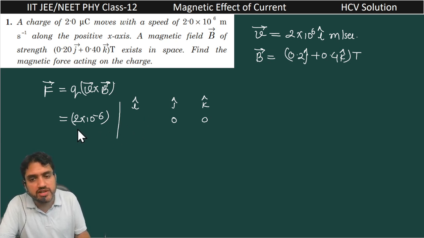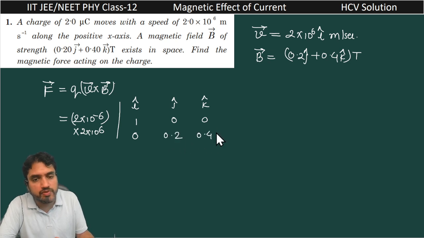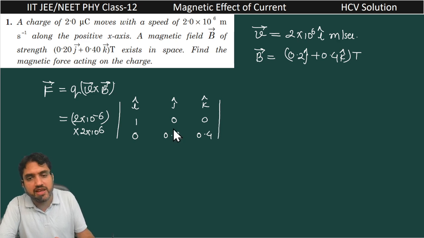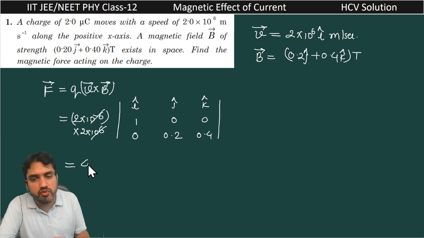So this 2 × 10^6 multiplies with the 2 × 10^-6, and this coefficient will become 1. And for the magnetic field, the i coefficient is 0, the j coefficient is 0.2, and the k coefficient is 0.4. By taking common this 2 × 10^6, our calculation will become a little bit easy. So this will cancel out and it will become 4 times.